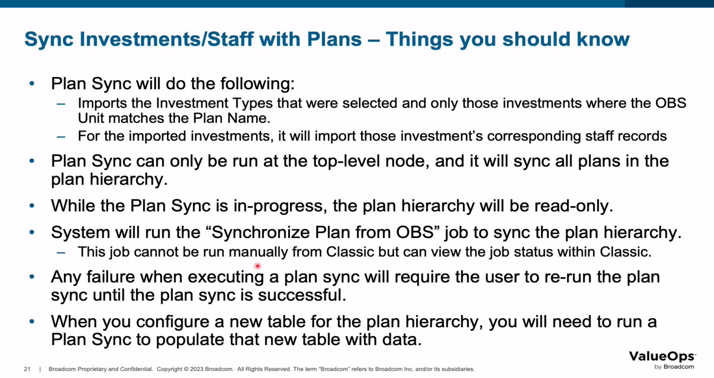One thing to note, you can't run this job manually within Classic, but you can view the job status to see what's going on. If there are any errors, you can check the job status in Classic. But if there's a failure, you're required to rerun it because your information will be out of sync, because we delete the old structure and re-import the new structure. So you need to have a successful sync in order to use the plan.